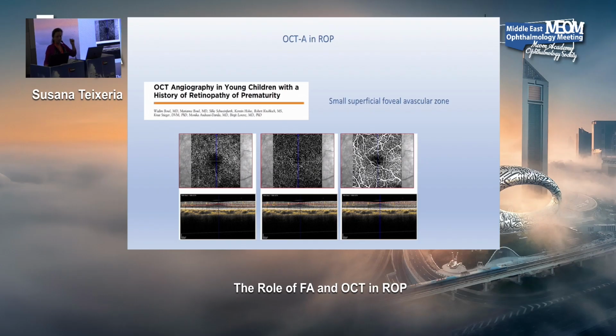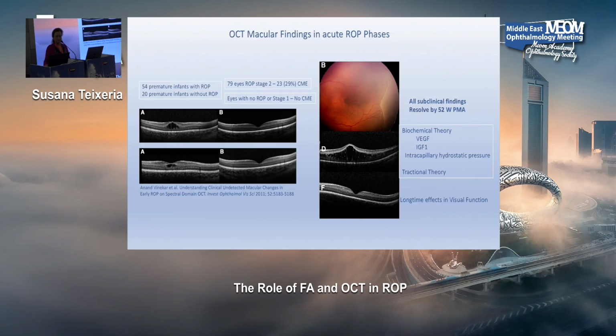That can also be seen in OCTA. So the most superficial vascular layer is not developed, but the deep vascular layers are within an avascular retina. You also can have some subclinical signs. You can find in most of the babies, I mean, sometimes in some series, more than 60% of some kind of edema of the macula.